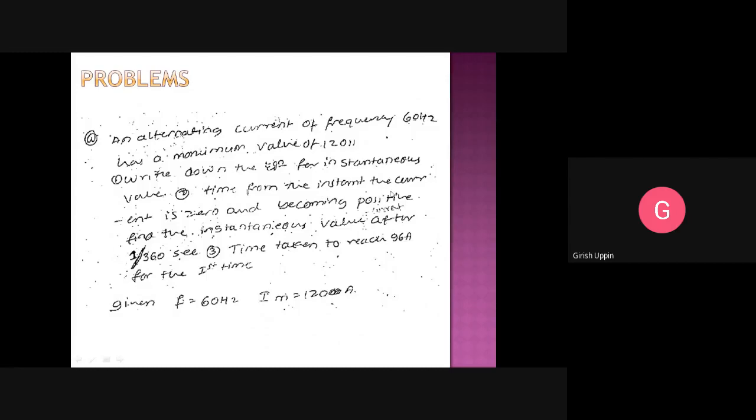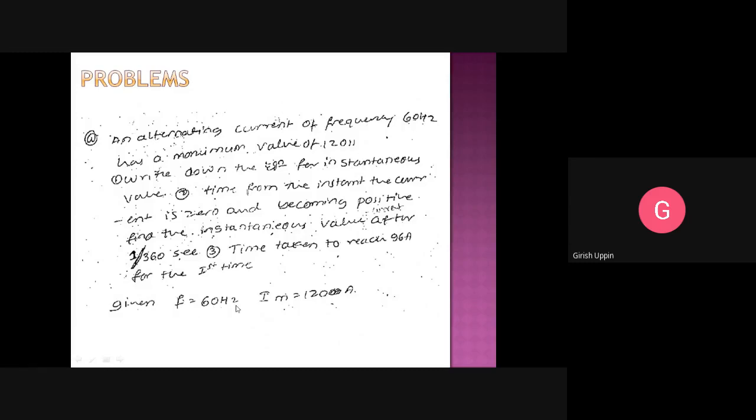Time is measured from the instant the current is 0 and becomes positive. Find the instantaneous value at, you can take, 1 by 360 seconds. So we have to find the instantaneous value of the current when t is equal to 1 by 360. Then the third one is the time taken to reach 96 amperes for the first time. So we have to find the time when the current reaches 96 amperes for the first time.